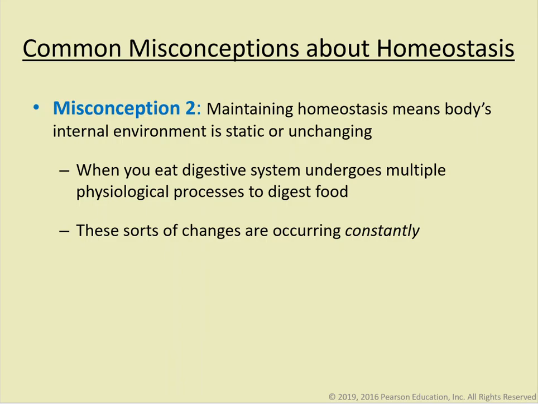If I eat, my system needs to undergo a lot of physiological processes to digest that food. And then sugar is going to hit my bloodstream, and then I need to do lots of processes to maintain that sugar level, the sodium level, etc., etc. So these changes are constantly occurring, and then you always have constant responses to the different stimuli in your body. So your body is constantly undergoing negative and positive feedback to maintain homeostasis.